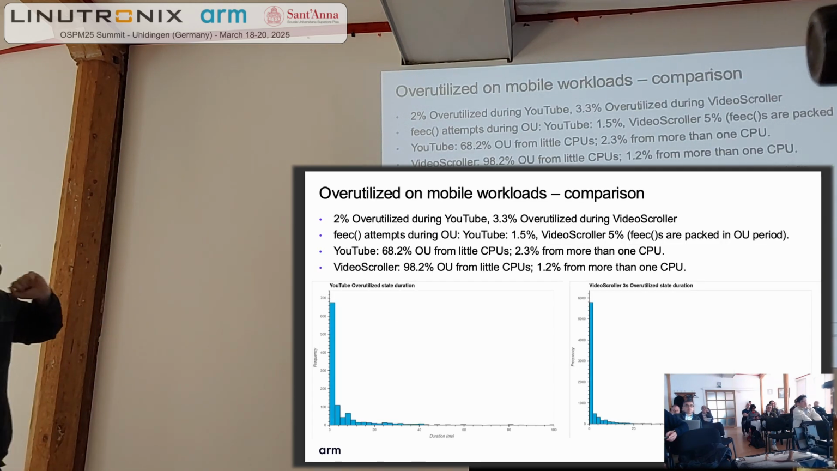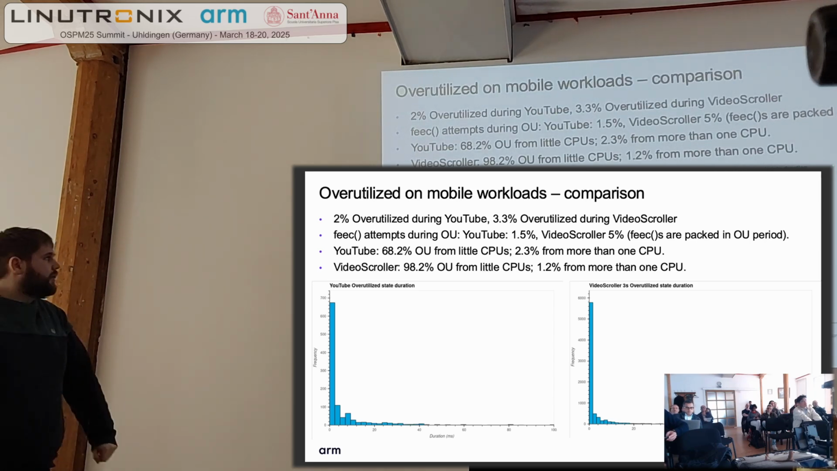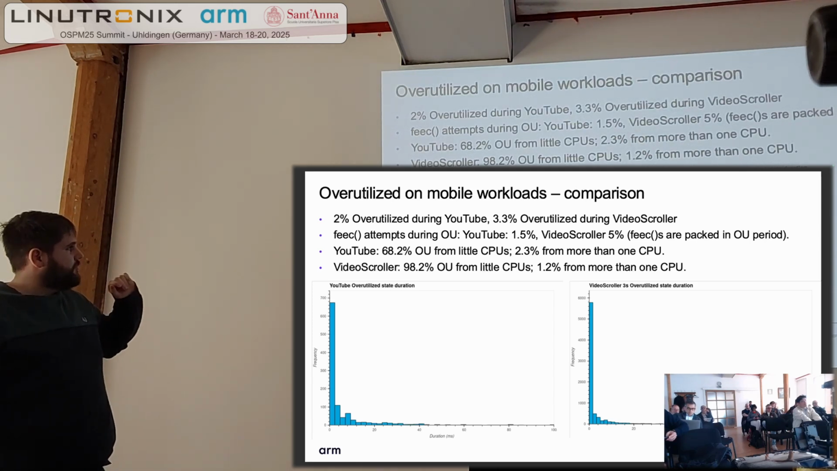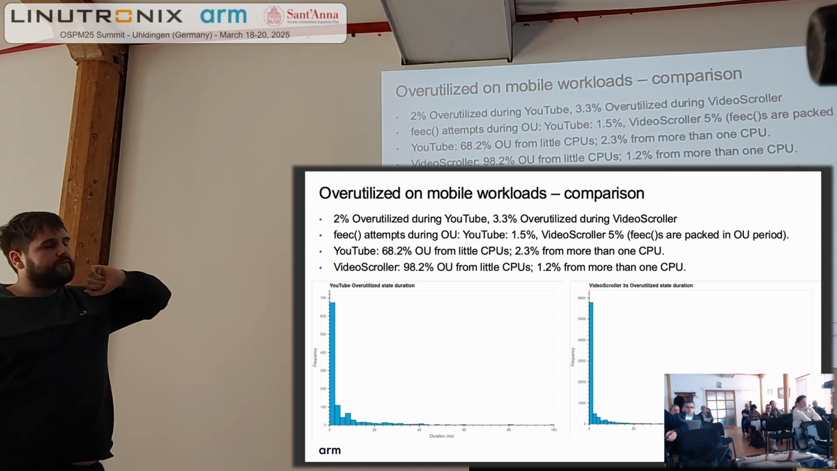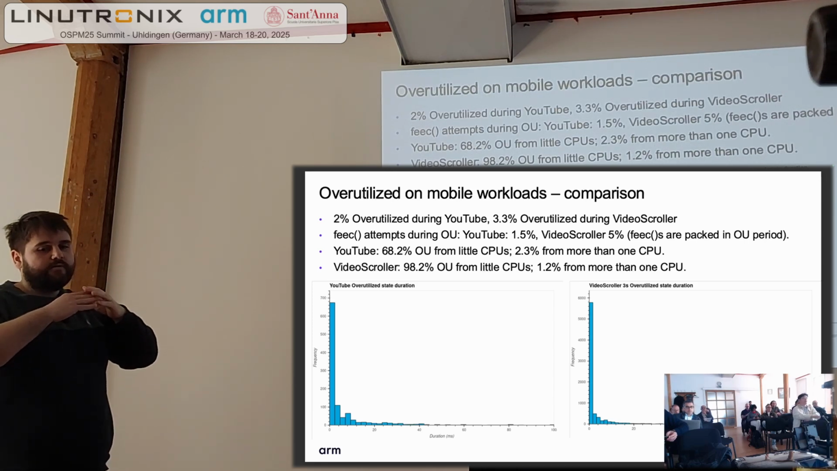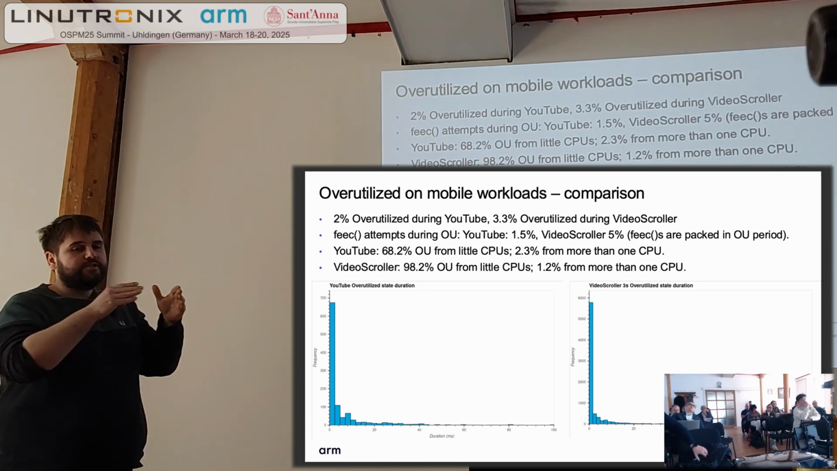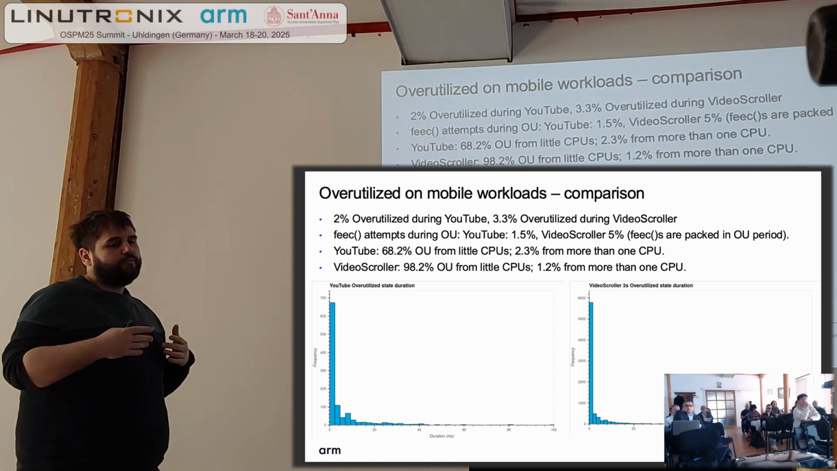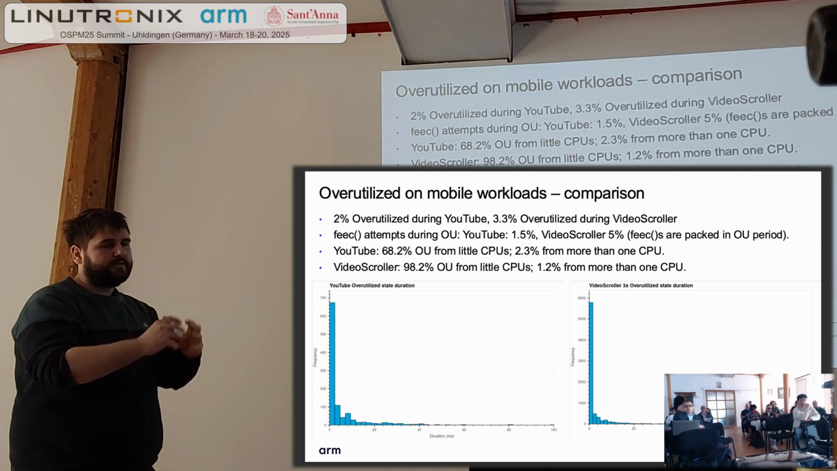So here, putting these side by side, most of the overutilized is coming from the little CPUs. Again, they make up half of this topology. And almost nothing is coming from more than one CPU. In video scroller, you can actually see the effect that even though we're only 3.3% overutilized, 5% of the peaks are aborted. That means the overutilized periods are where more than the average amount of peaks happen, which is what we expect if we expect the workload to be packed in a certain time frame.